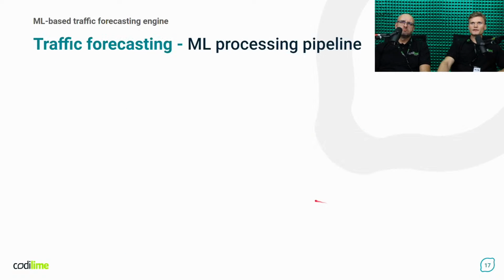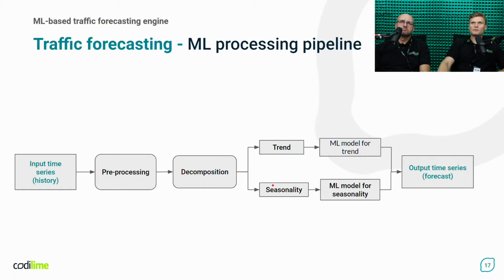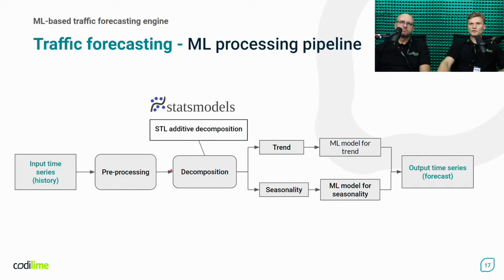To give you more details about our machine learning processing pipeline, here is a graph that represents it. So we start with the traffic flow, its history. Then we have a block called pre-processing. Here we impute gaps and correct outliers. As a forecasting approach, we decided to use the decomposition approach. We took Seasonal and Trend decomposition using Loess, its additive version from the statsmodels library.